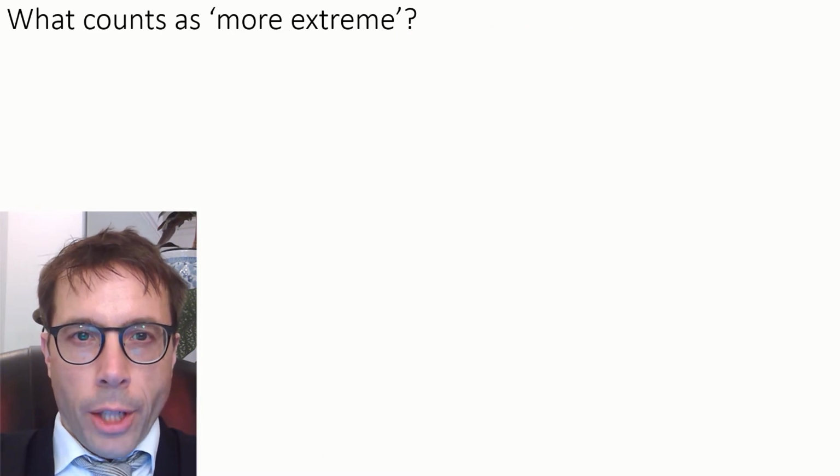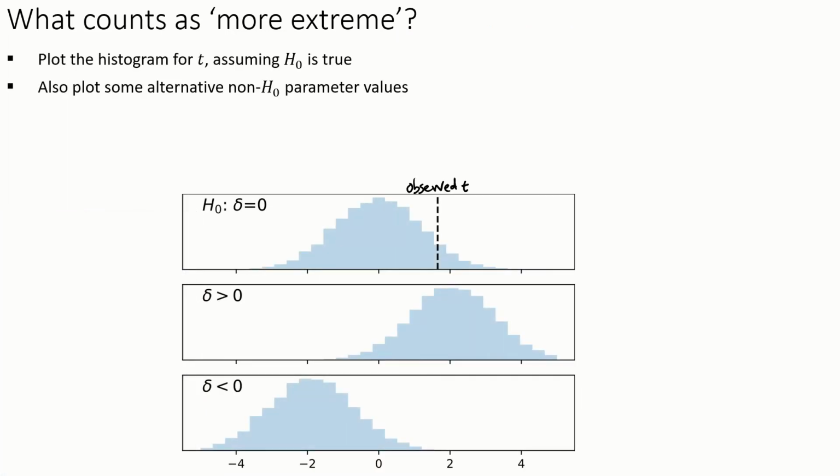Here's how I suggest thinking about it. First, plot the histogram showing what we'd expect to see for t if H0 is indeed true. Then, plot some extra histograms showing what we'd see if H0 weren't true. I simply picked some arbitrary parameters, generated synthetic datasets using those parameters, and plotted the resulting histogram for t. If I pick parameters where delta is above 0, the histogram ends up further on the right. If I pick parameters where delta is less than 0, the histogram ends up further on the left.